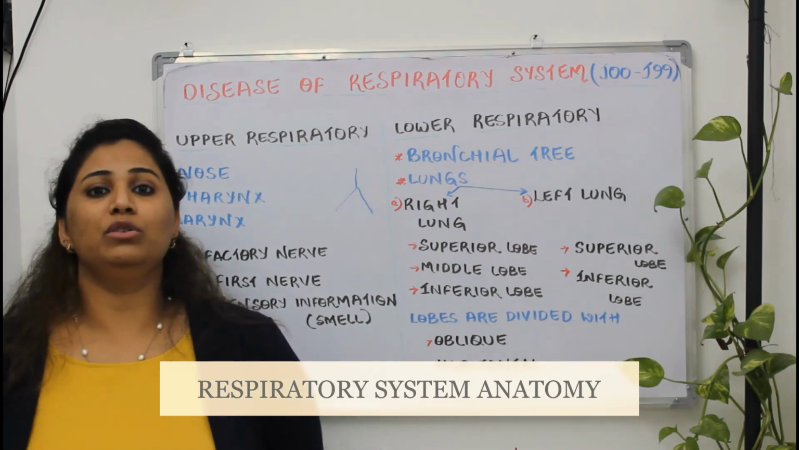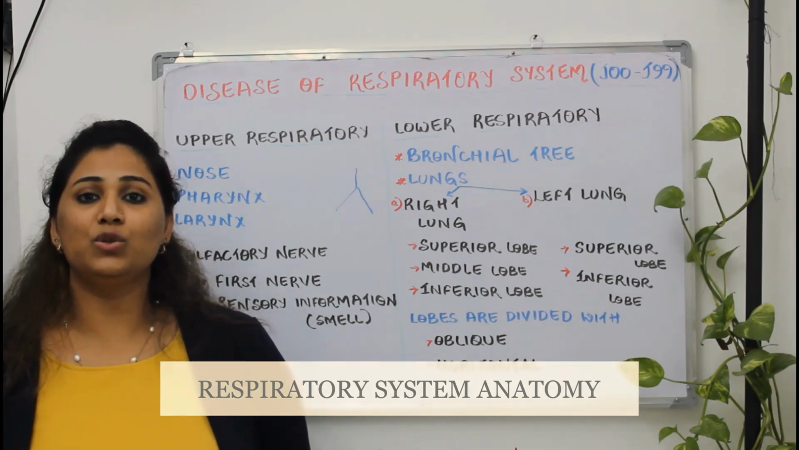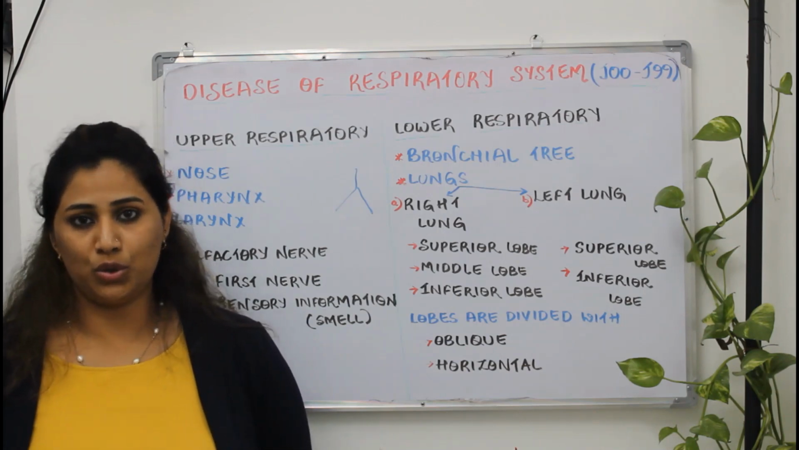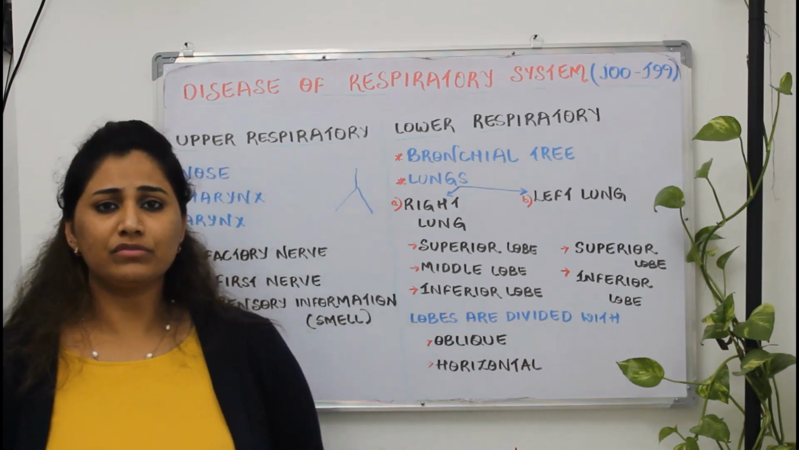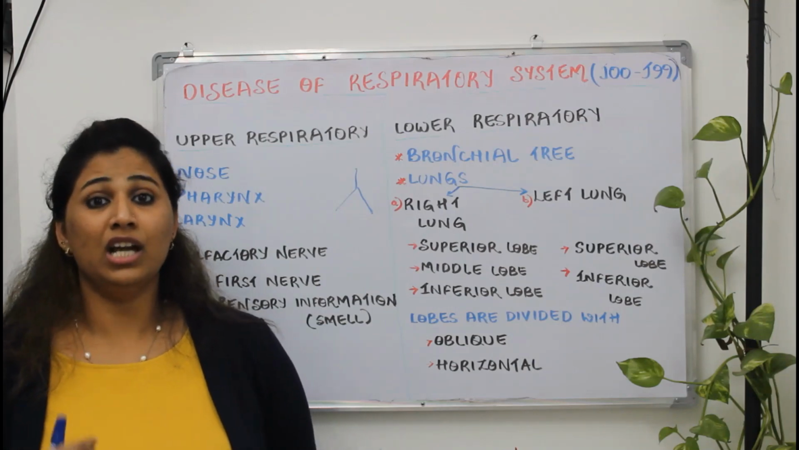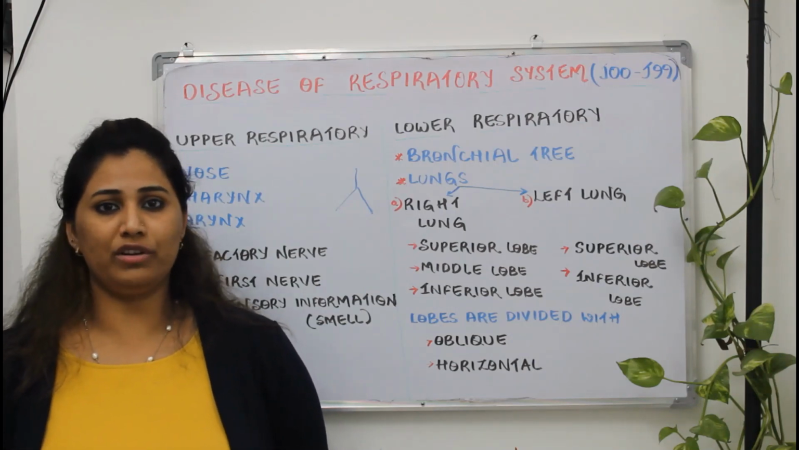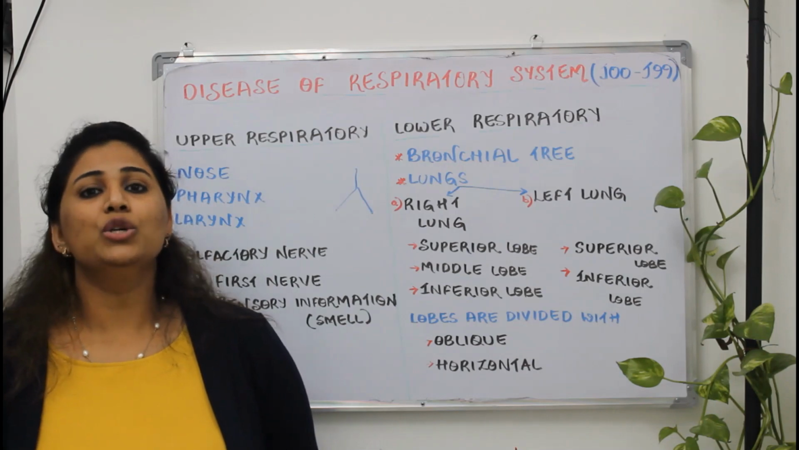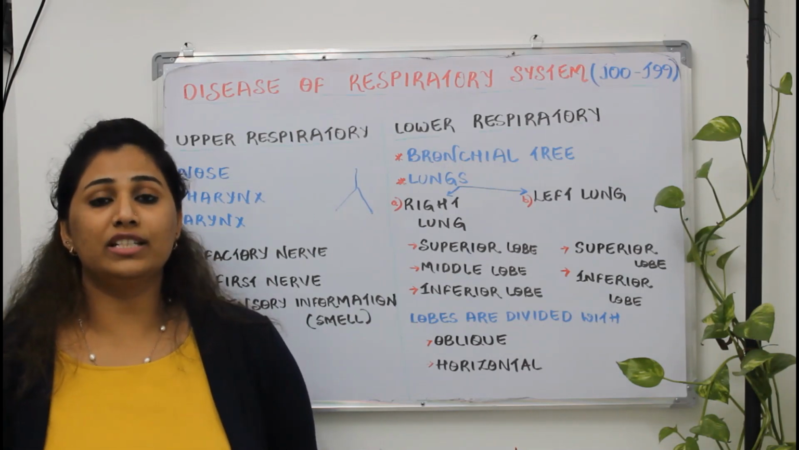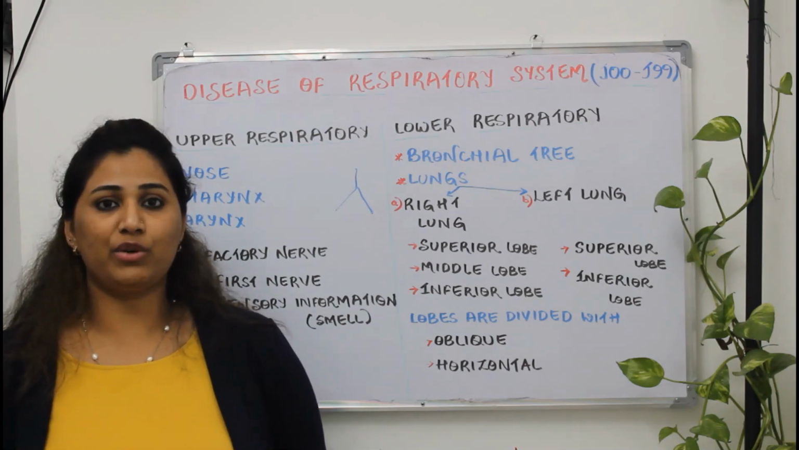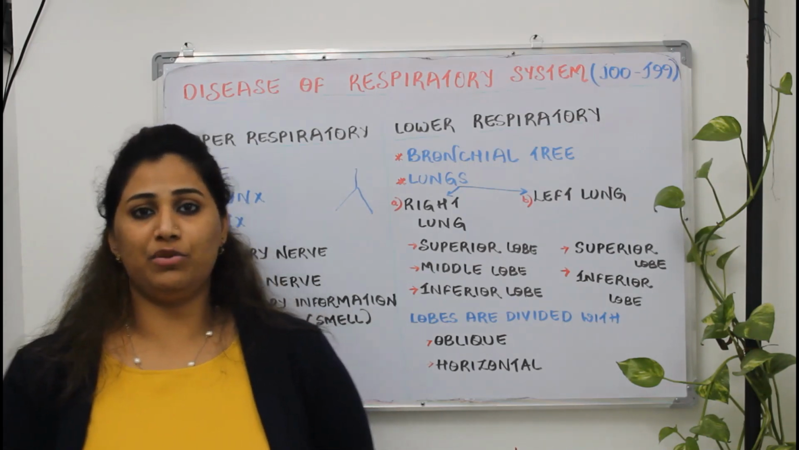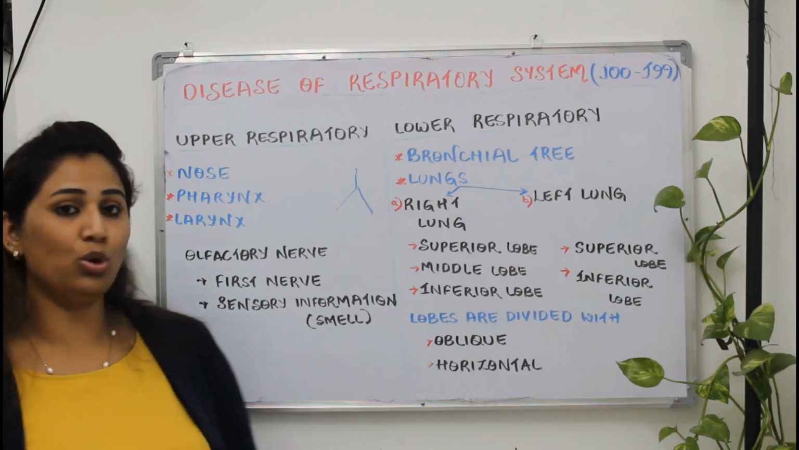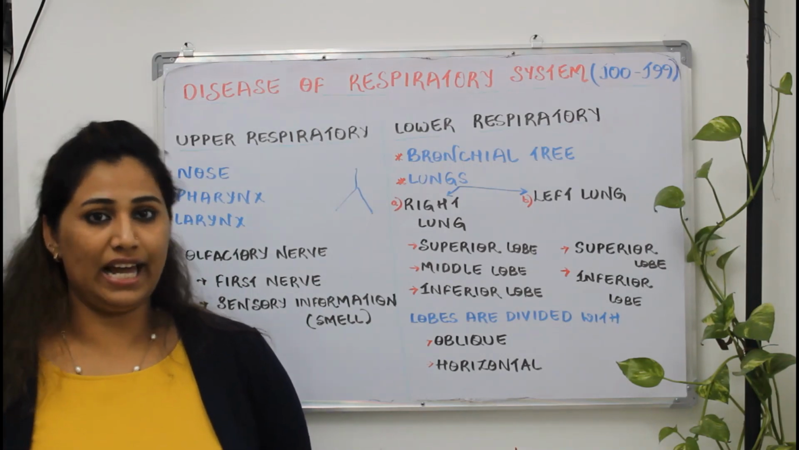When we think about the respiratory system, the main thing is you should know it is divided into two: the upper respiratory system and the lower respiratory system. Commonly you will be hearing upper respiratory tract infection, lower respiratory tract infection, isn't it? So you should know what comes under the upper respiratory tract and what comes under the lower. In the upper respiratory tract there are three things: the nose, pharynx and the larynx.